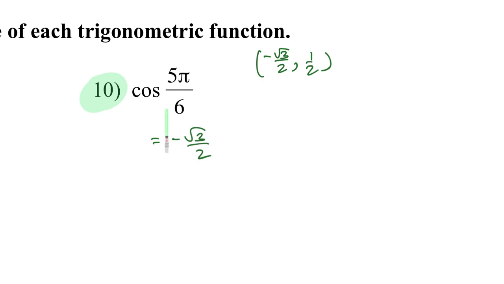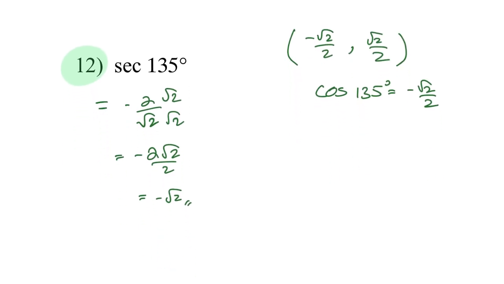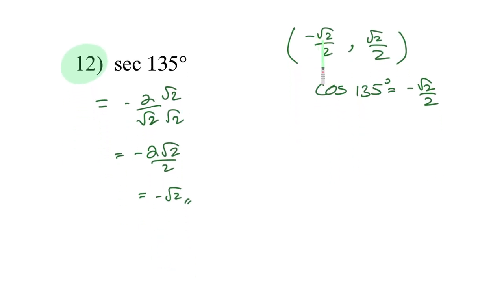Okay, so for 5 pi over 6, this is the ordered pair. Cosine is the same as x, so it's negative square root of 3 over 2. Secant of 135, again, 135 is negative square root of 2 over 2 and square root of 2 over 2. I'm finding secant, so I need to figure out cosine first. So cosine of 135 is negative square root of 2 over 2, and then I'm going to flip that. So I'm going to have negative 2 over square root of 2. Then I'm going to rationalize to get negative square root of 2.